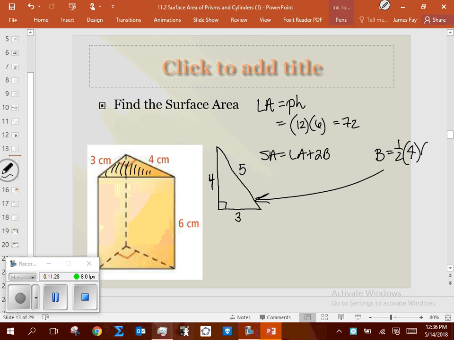3 and 4. Does it matter which one's which? Which one's the base? Which one's the height? No, because they're both altitudes in this case, right? Because it's a right triangle. So gives me base to be 6, correct? So surface area is going to be 72 plus 12, which is 84. And what's the units on this?